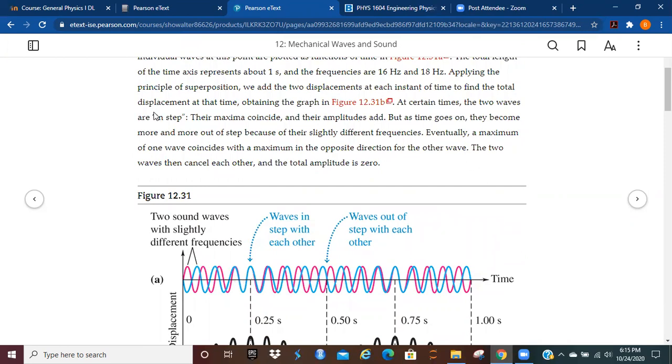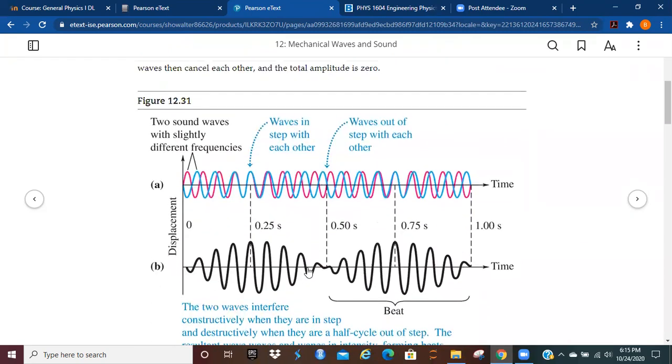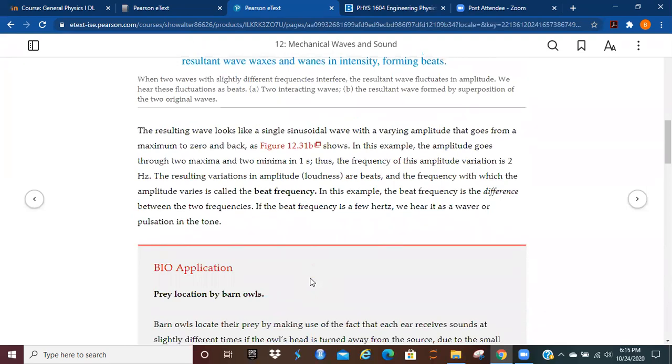At certain times, the two waves are in step, and their maxima coincide and their amplitudes add. But as time goes on, they become more and more out of step because of their slightly different frequencies. Eventually, a maximum of one wave coincides with a maximum in the opposite direction for the other wave, and then they cancel each other and the amplitude is 0. The resulting wave looks like a sinusoidal wave with a varying amplitude that goes from maximum to 0 and back.